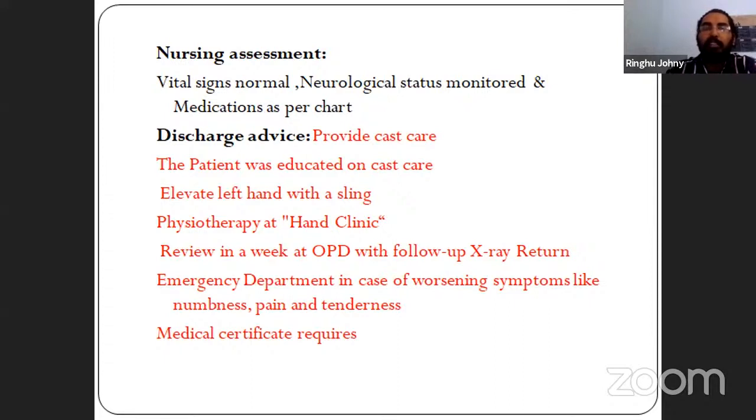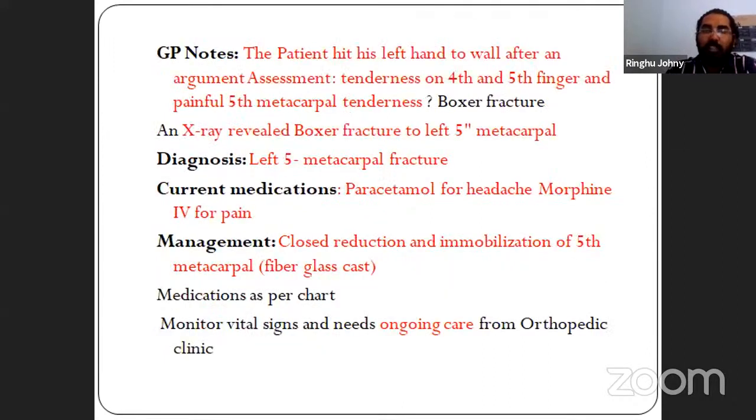In some letters there will be some extra nursing management and everything.